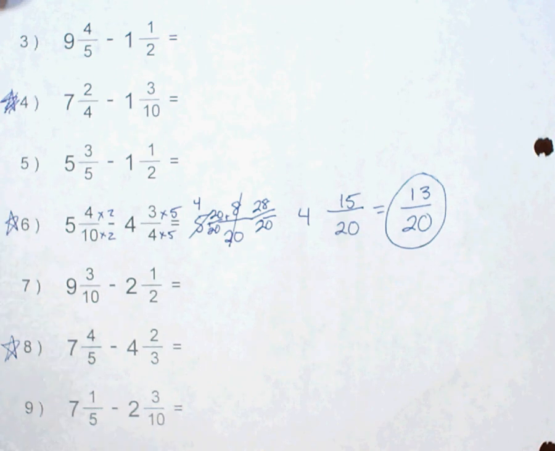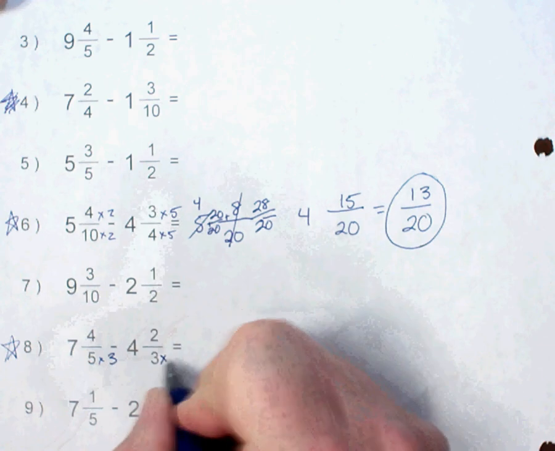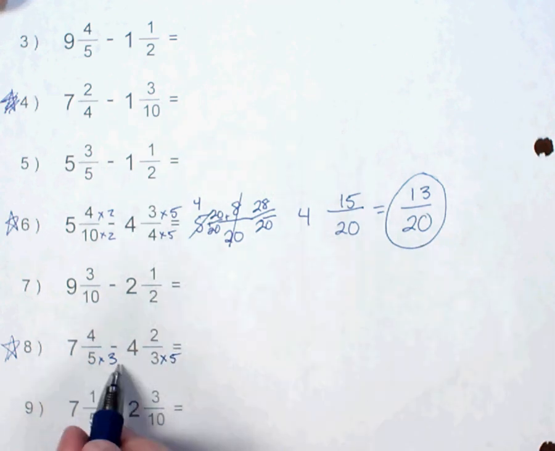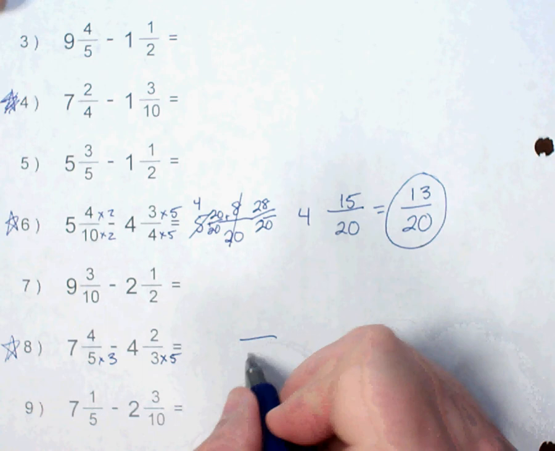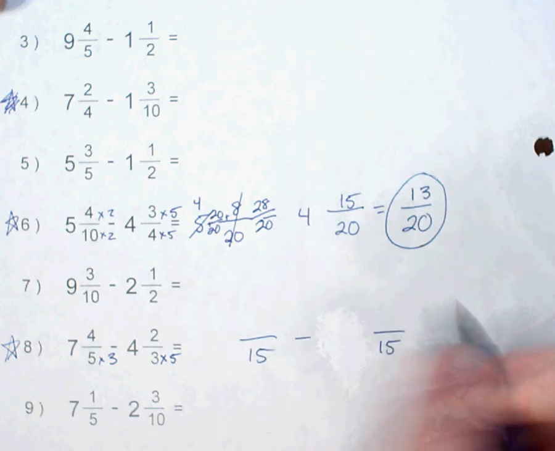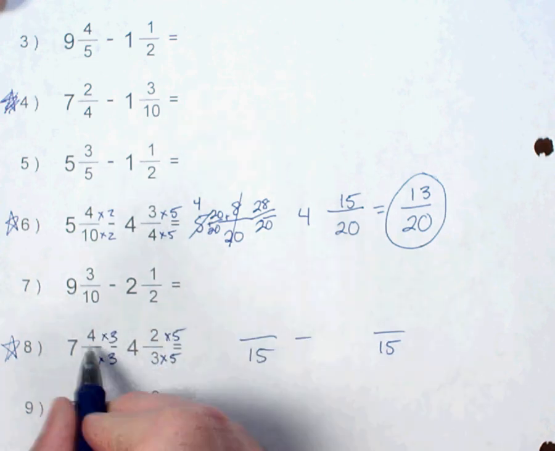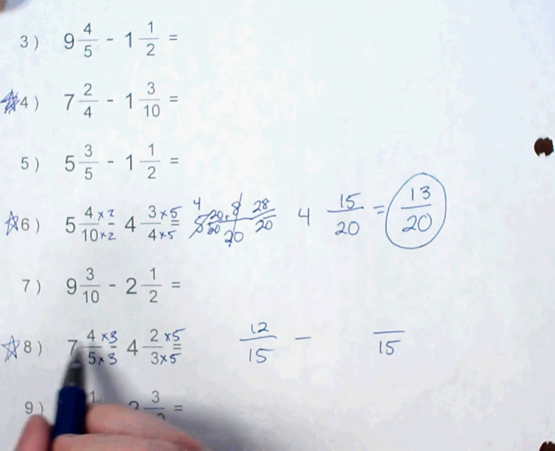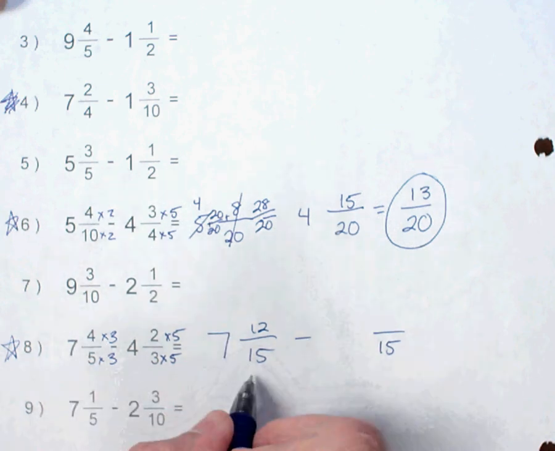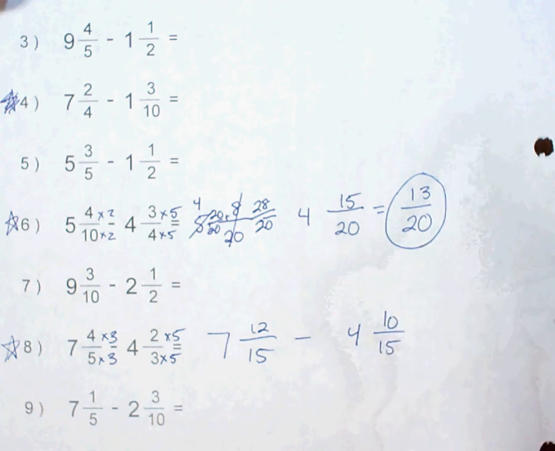All right, we'll do number 8 as our last example problem. I'm going to multiply the denominators by one another. So 5 times 3 gives me a common denominator of 15 between the two. Whatever I do to the denominator, I have to do to the numerator. So 4 times 3 gives me 12, and so 7 and 4/5 becomes 7 and 12/15. 4 and 2/3 becomes 4 and 10/15. Oh man, I don't have to regroup on this one. Oh well. I'll just do the subtraction.